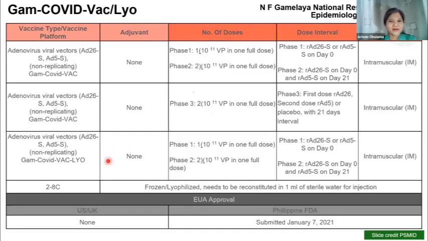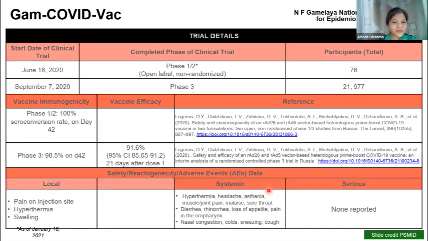For the Gamaleya vaccine, which is from Russia, it's also given intramuscularly, and the storage is only at 2 to 8 degrees centigrade. It's also given in two doses. The efficacy of the vaccine is 91.6%. Just like the other vaccines, the common local effect is pain at the injection site. There may be swelling, and some patients may even have fever, but that's only for a short time.